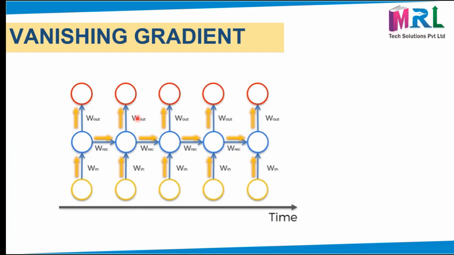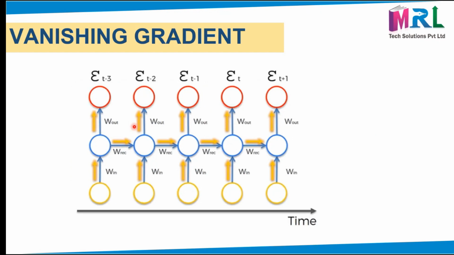Okay. So each time you have the output and you have the error function. So that error function will be fed back into this recurrent neural network. For example, in this example we take, these are the error functions: epsilon t minus 3, t minus 2, t minus 1, epsilon t and epsilon t plus 1. So these are the errors based on the output, when compared to the actual value.